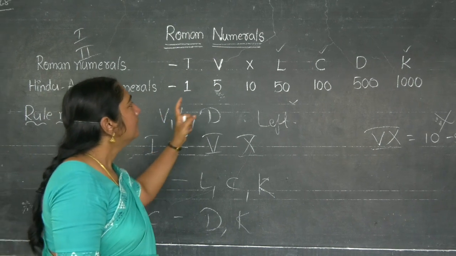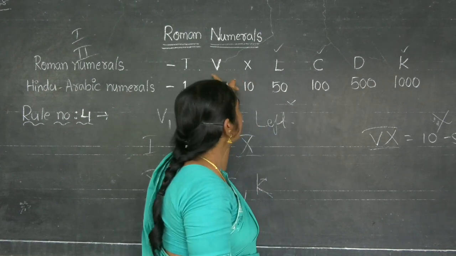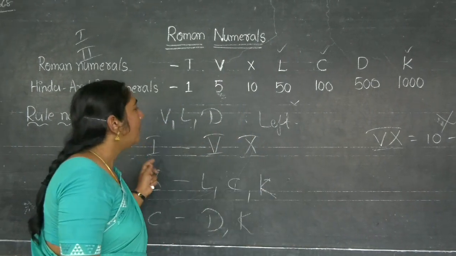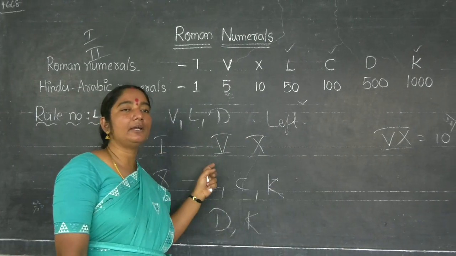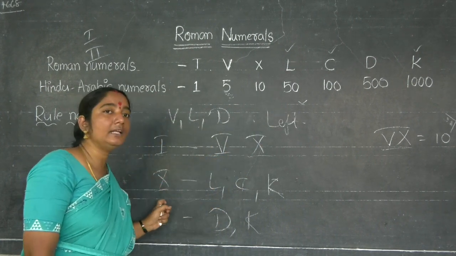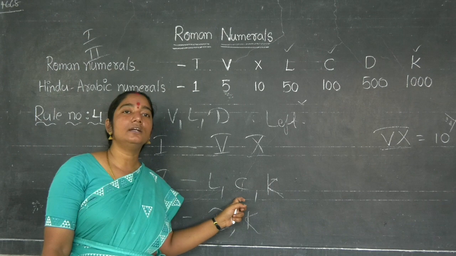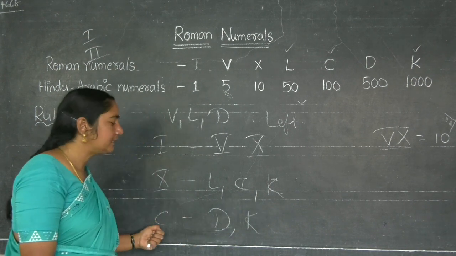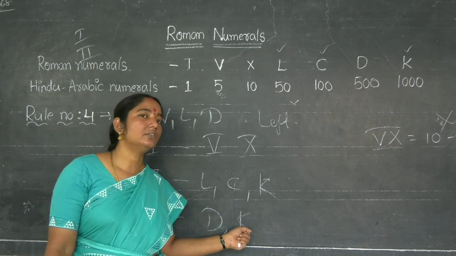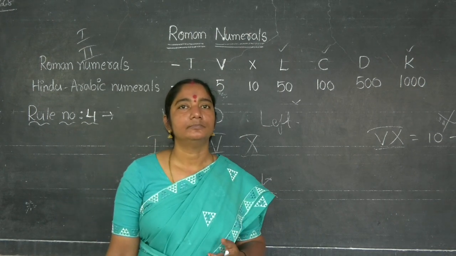Never should we write Roman numerals 5, 50 and 500, that is V, L and D, towards the left, and they should not be subtracted. Always Roman numeral I can be subtracted only from 5 and 10, but not from the rest. Roman numeral X can be subtracted only from 50, 100 and 1000. Roman numeral C, that is 100, can be subtracted only from 500, that is D, and 1000, that is M. So please try to remember this rule. Next we will discuss the next rule.